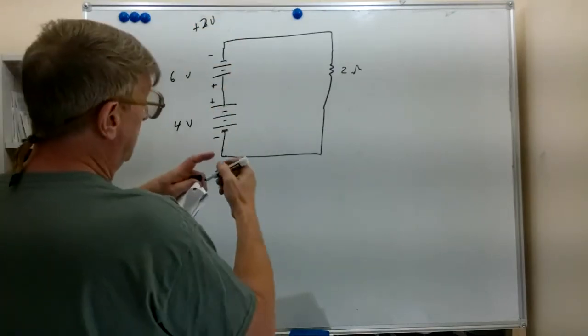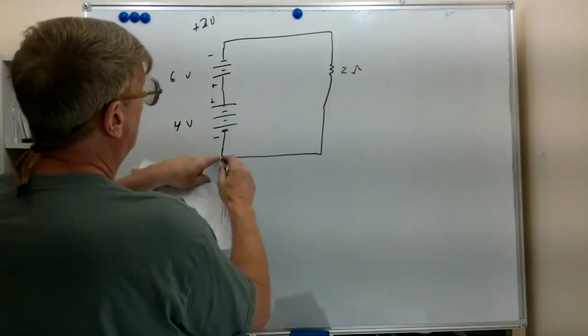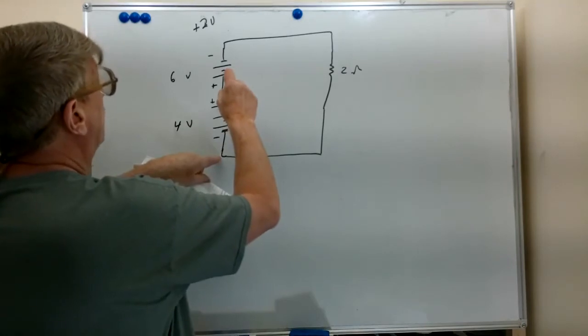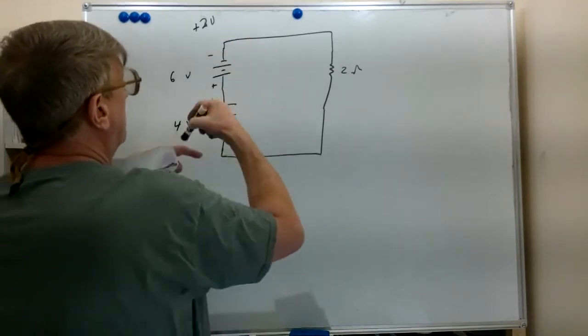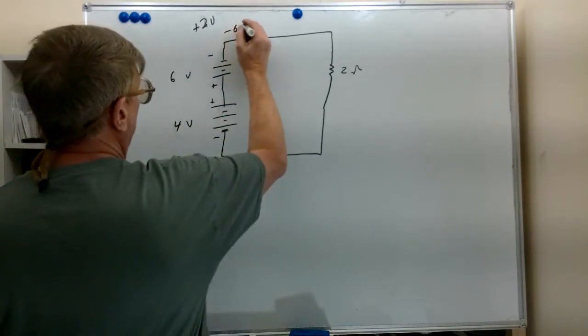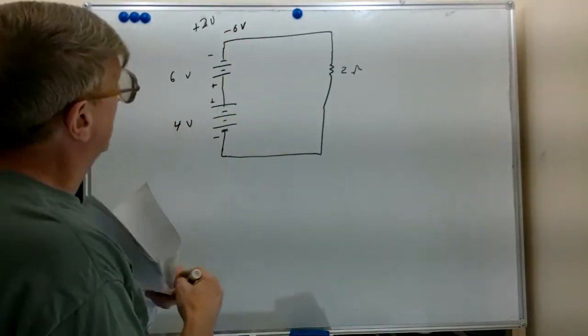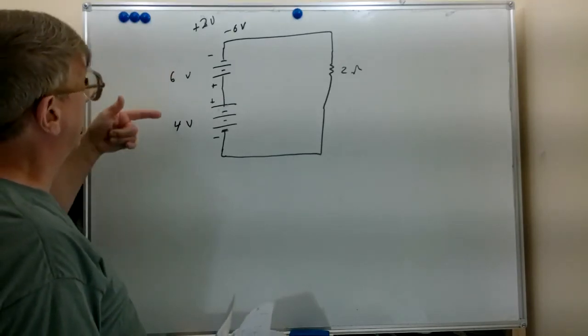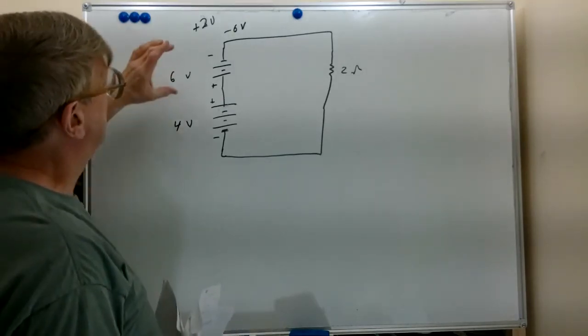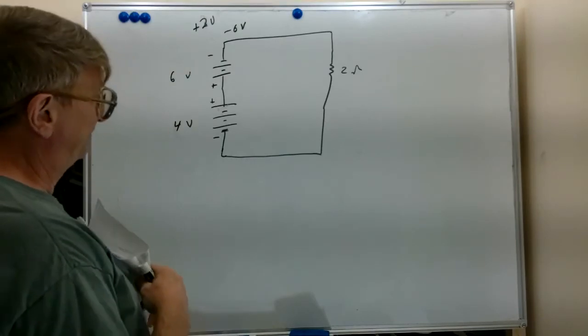But now we start with, if we read our voltmeter here, and we read here, we have plus 4 volts. And we read from here to here, we go down 6 more volts, so we end up with negative 6 volts. So what we saw again is the total voltage is the largest one minus the smallest one, but the polarity matches the largest one.